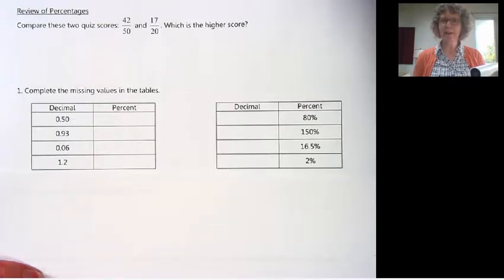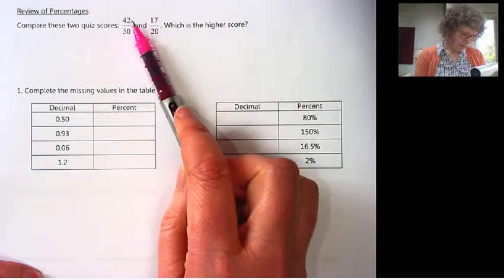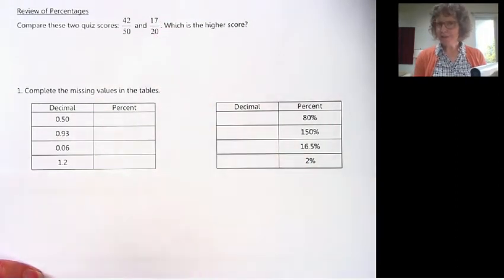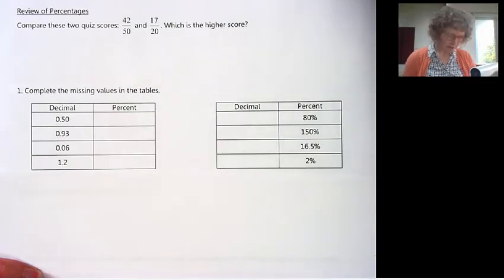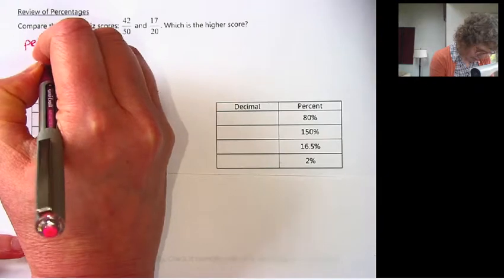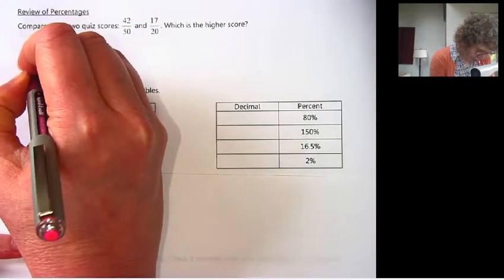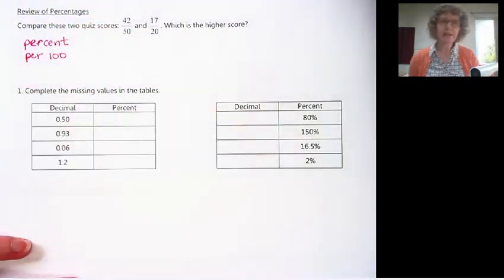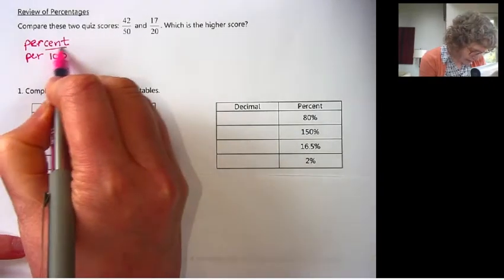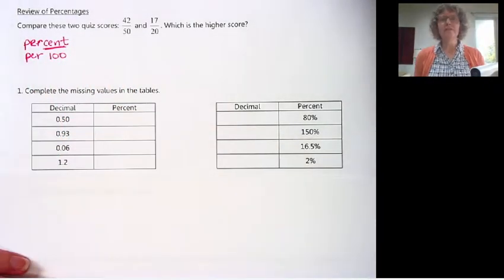It's a little hard to compare, isn't it? Because 42 out of 50 and 17 out of 20, they're out of different amounts. So percent actually makes it easier to compare two things. So just want to remember that percent means per 100. Cent stands for 100, like 100 cents in a dollar. A century is 100 years. So that word cent means 100. So if we could compare both of these numbers out of 100, then we could compare them more easily.